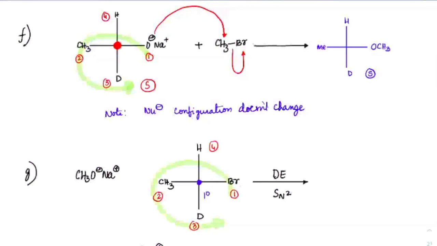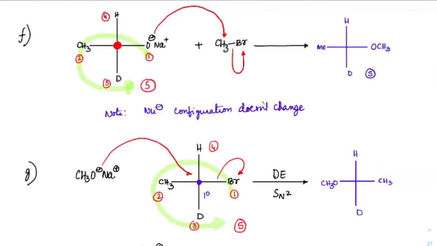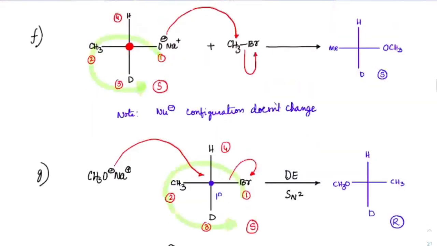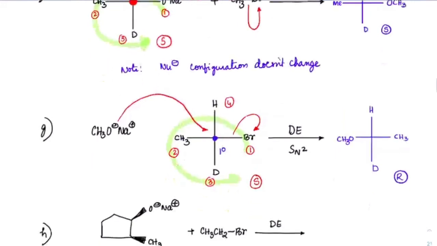Now if this methoxide ion attacks here, leaving the bromine group, what is the product we can get? This time the configuration has to change because you are breaking the bond between that carbon and bromine. So methyl will come this side, H will be here, D will be here, and CH3O will be connected here. So now the configuration would become R. All of you understood that?